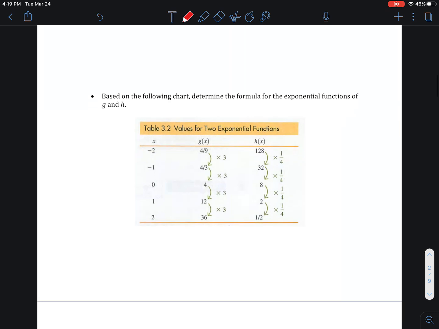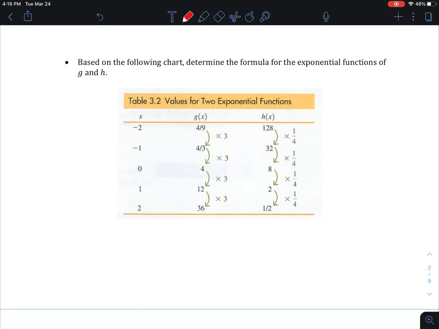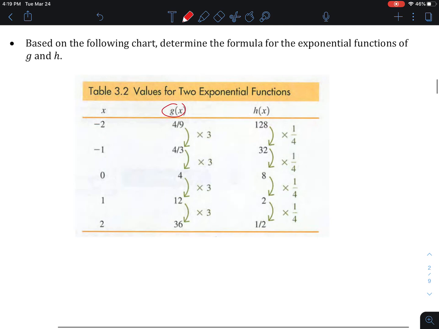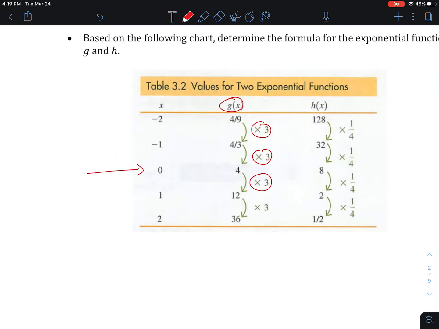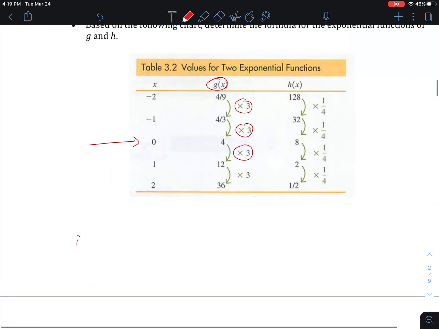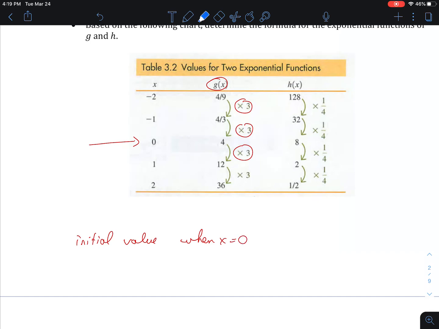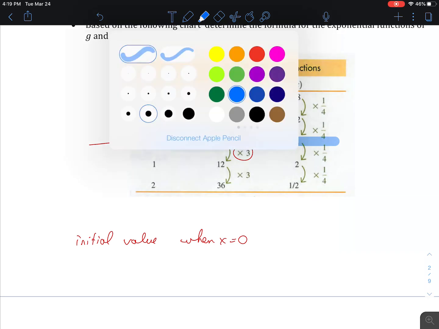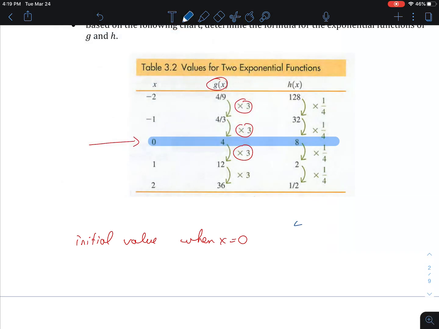Okay, what's the use of this? We can use it to define recursive things, right? In this function g to the x, I'm multiplying by 3 every single time. First, you want to find your initial value. Your initial value is when x is equal to 0. For example, here, when x is equal to 0, I have the number 4.